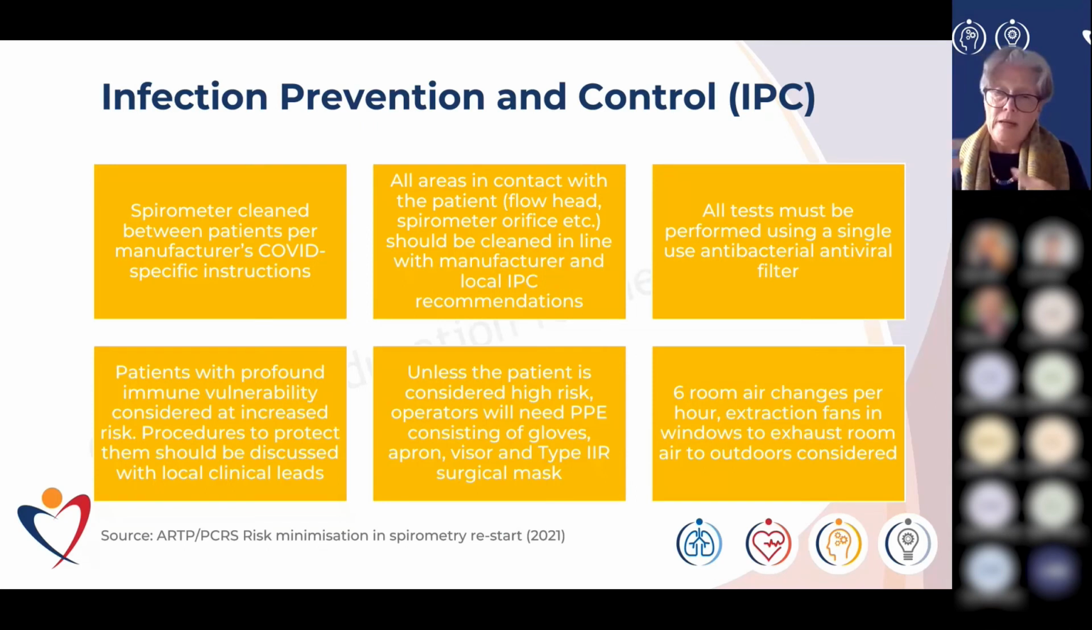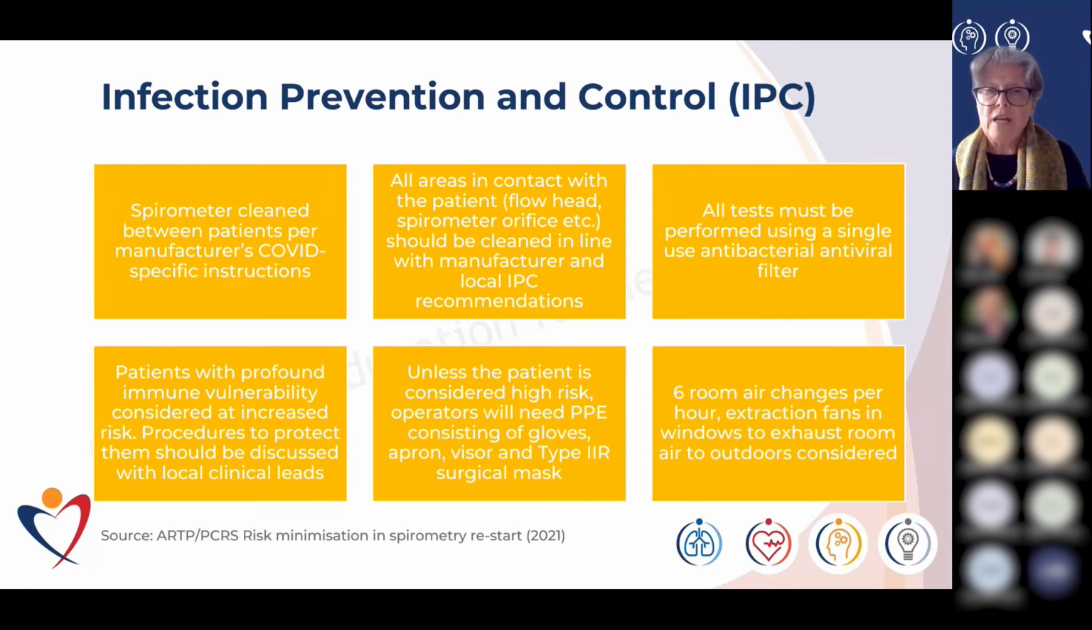When I do my spirometry, I do it in what we call the red room. So we have a door that's opened and I have full PPE. So what do I mean by full PPE then? Unless the patient is considered high risk, so that we'd have extra PPE and extra recommendations for those patients, we need to make sure that we wear gloves, we wear aprons, a visor, and our standard type 2 surgical masks. So that's the ones that we're all used to.